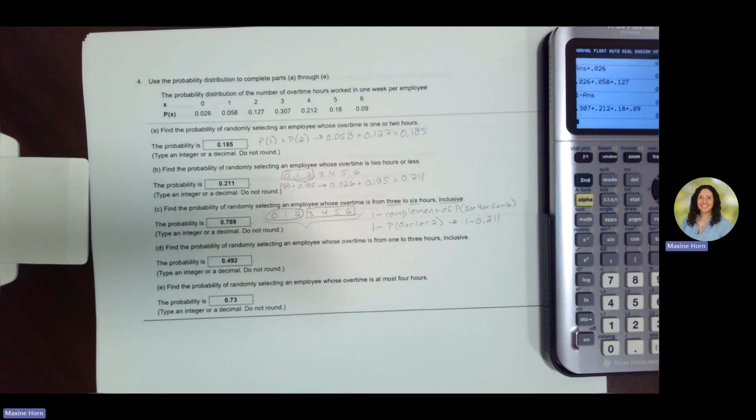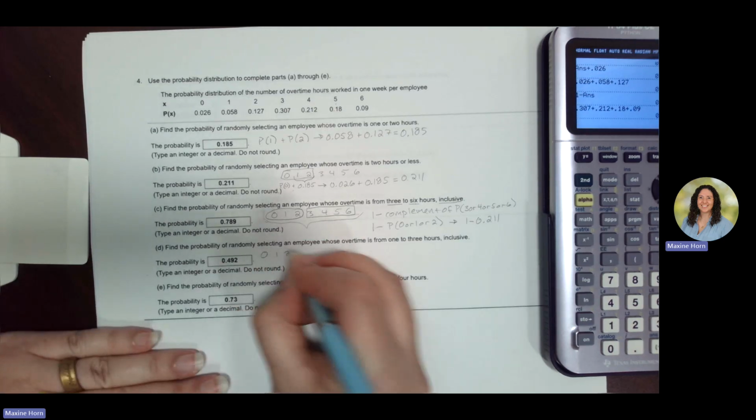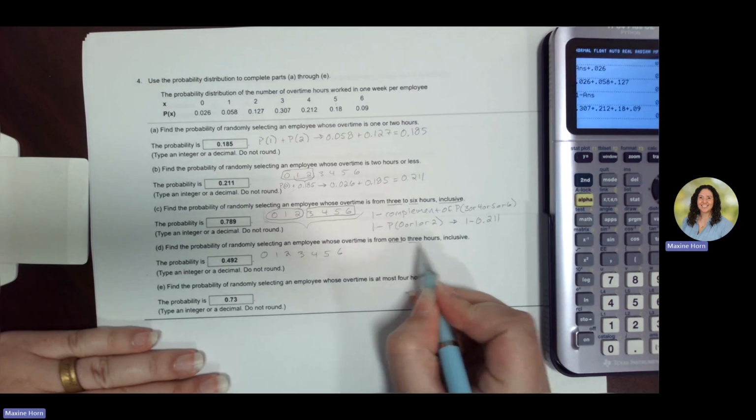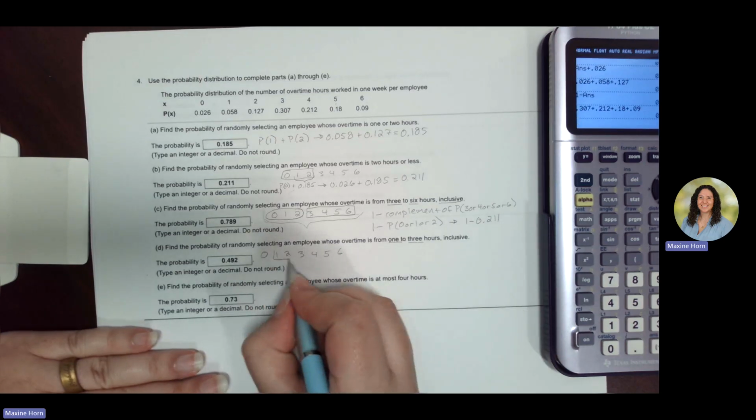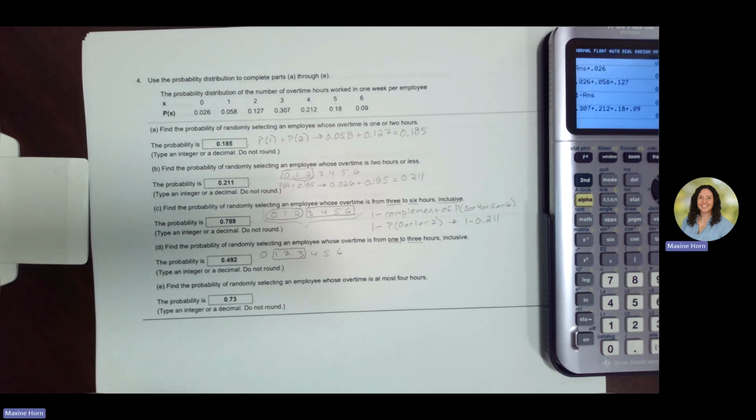Okay, part D, find the probability of randomly selecting an employee whose overtime is from 1 to 3 hours inclusive. So again, that's 0, 1, 2, 3, 4, 5, 6, from 1 to 3 inclusive. So again, there's several ways you could do this.